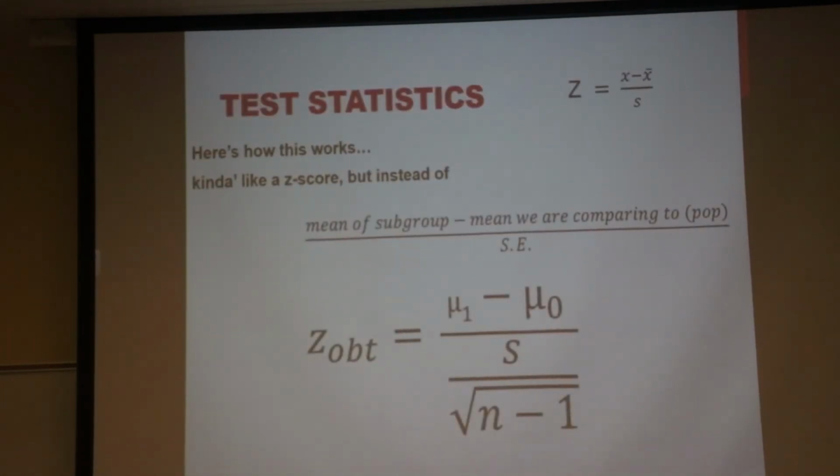So we call it our z obtained because it's obtained from a sample that we collected, or in this case our group of elderly people. But basically, all we're doing is subtracting the mean of one group from the other, looking at what the difference is, and then dividing it by our measure of standard deviation. If you look back up there at the z-score, that's what we did to figure out the z-score.